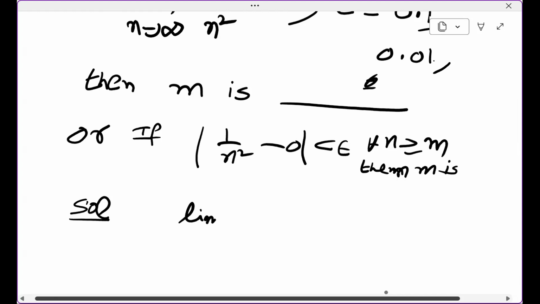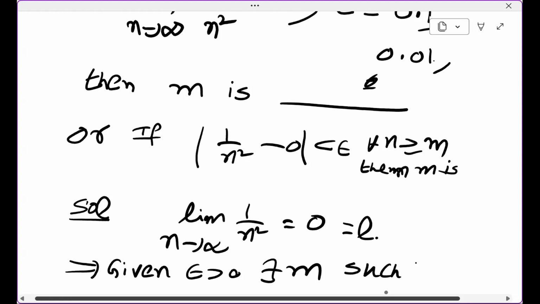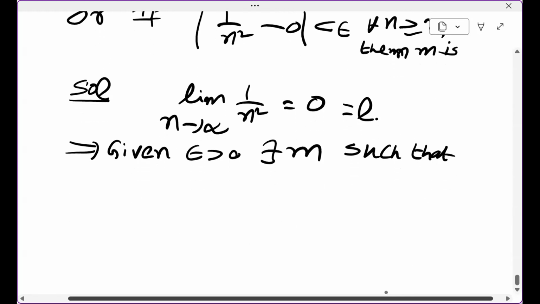The limit of 1 by n square is 0 also means, this is like your L, given epsilon. Given epsilon, the definition says there exists an m such that, and a real number L is already given to you, such that what is the condition? 1 by n square minus 0 less than epsilon.